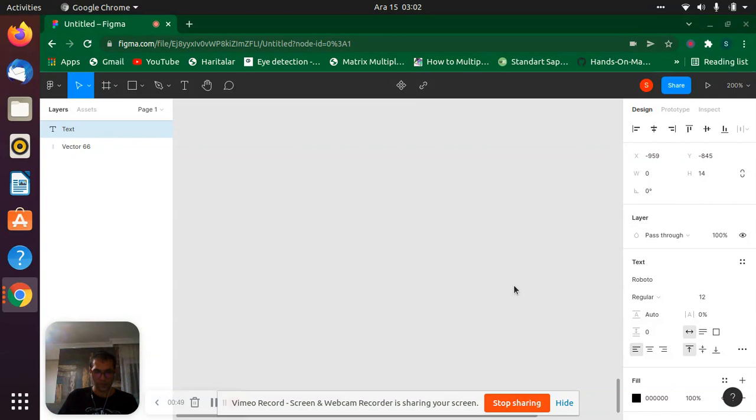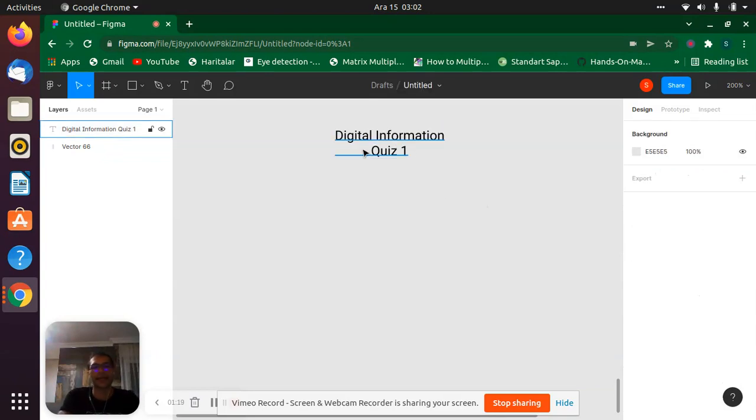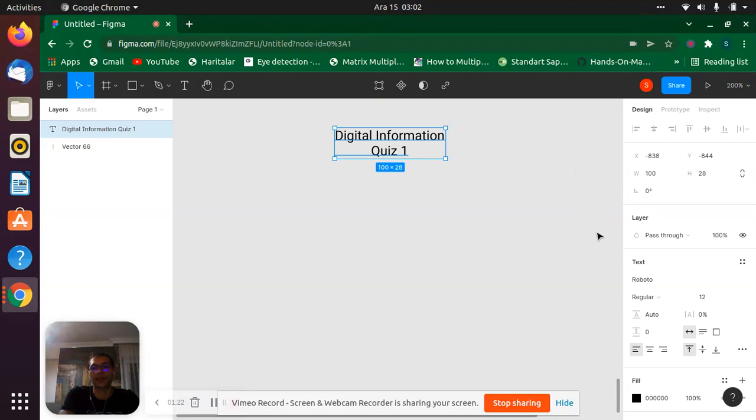So first, I want to write here, in this place, Digital Information, and then I want to come here and write Quiz 1. Okay, this is our exam. It will be our practice and exam. Maybe you can say exercise. It really doesn't matter what you say. We just have to solve this problem. This is more important than the title or other things, okay?